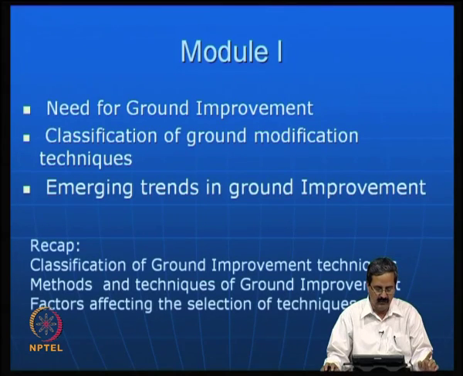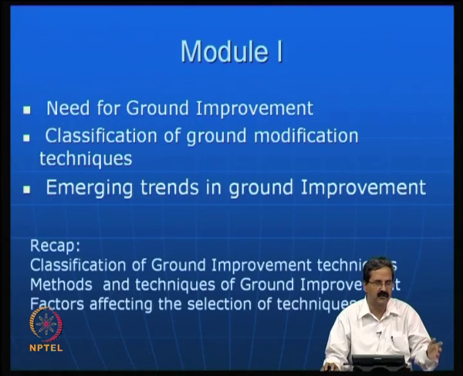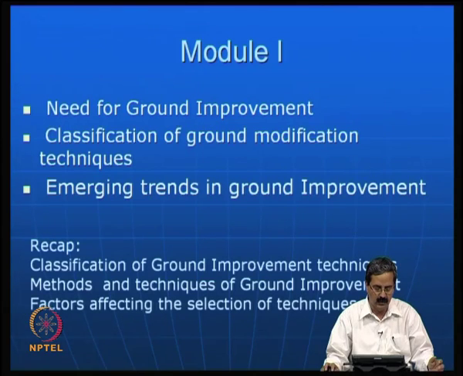You may recall that we covered the classification of ground improvement techniques in terms of mechanical modification, chemical modification, physical modification, and modification by inclusions or reinforcement. We also discussed the factors that influence the selection of techniques, like the type of soil, the seepage conditions, costs, and economics. There are so many issues there.